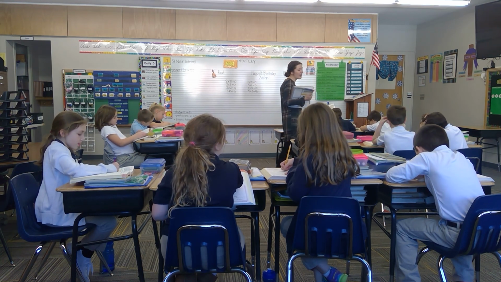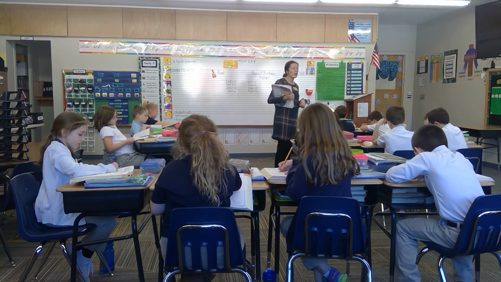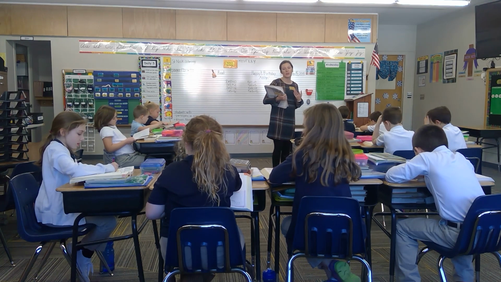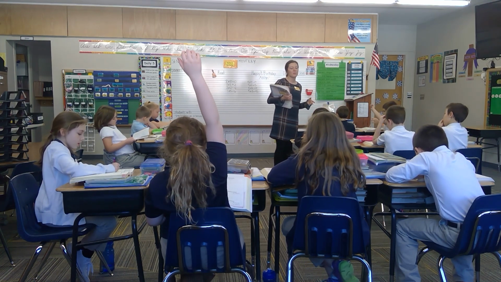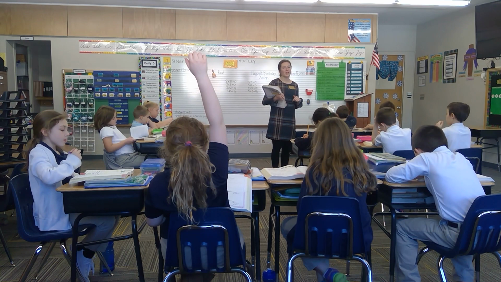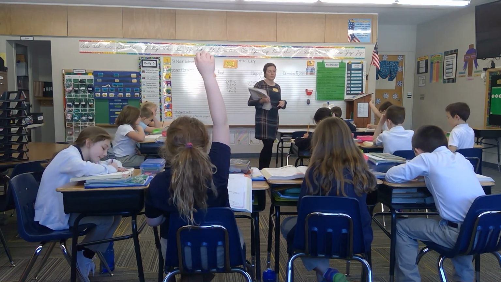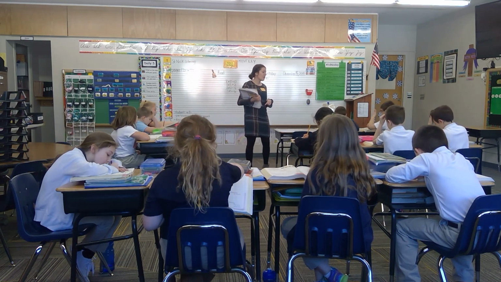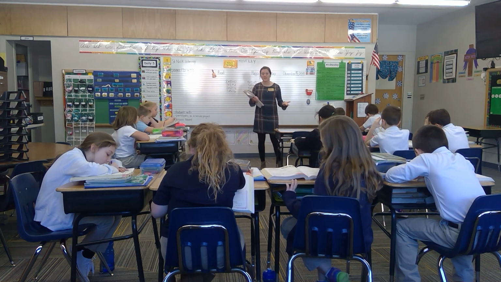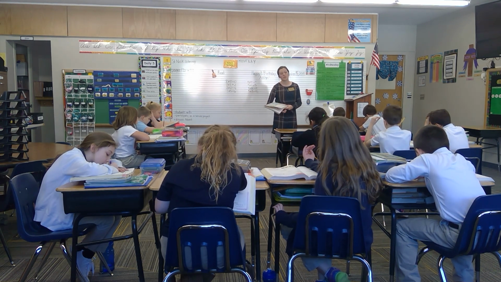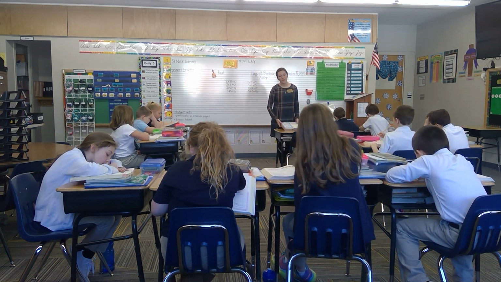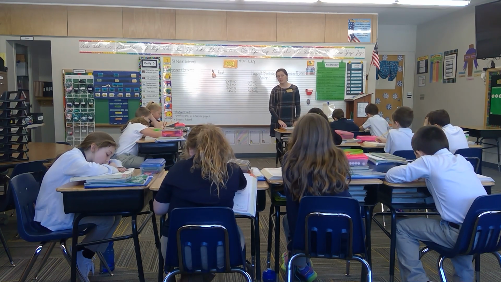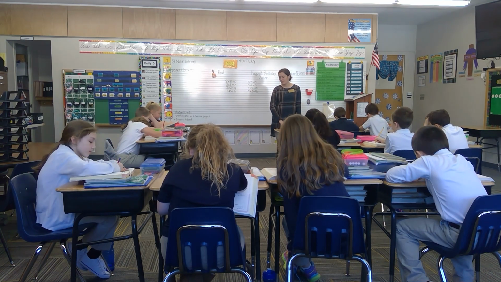Okay, so once you have that array drawn, then we need to draw another array, okay? So if we use the commutative property, how many rows would we have this time? 5. We would have 5 rows with 6 things in each row, okay? So I want you to draw another array with 5 rows and 6 items in each row, okay?